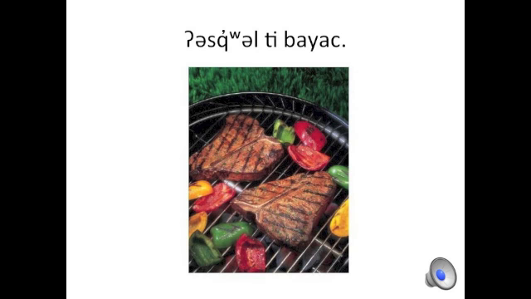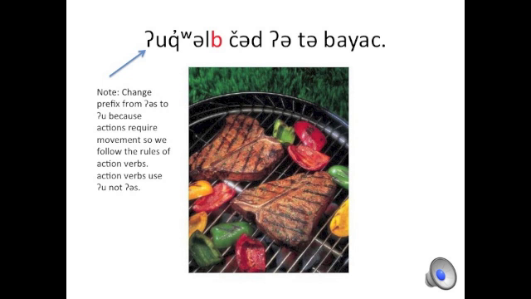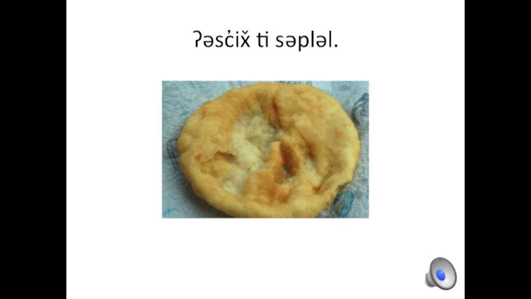So look at this sentence. It's using a conditional verb. Asqol tibayats. The meat is barbecued. Now we add the be suffix to this to turn it into the action of barbecuing. Oqolb ched atabayats. Notice that we're using an O prefix instead of us because O is used with action verbs. Oqolb ched atabayats. I am barbecuing the meat.